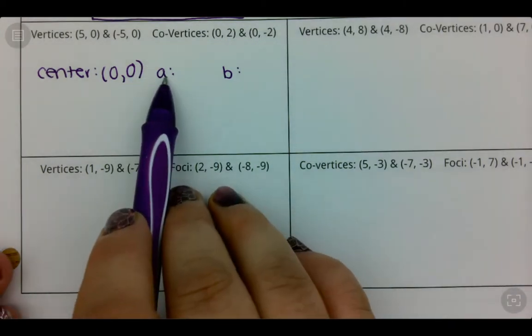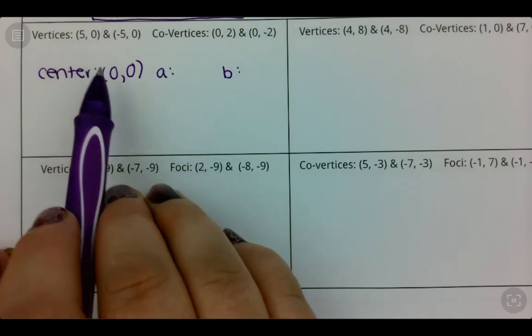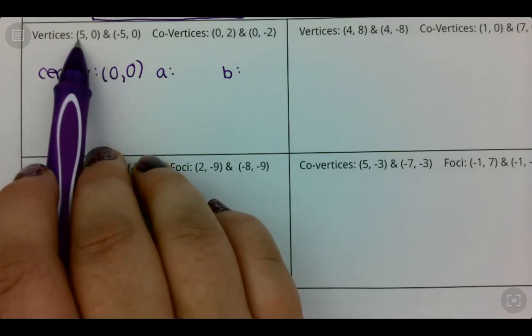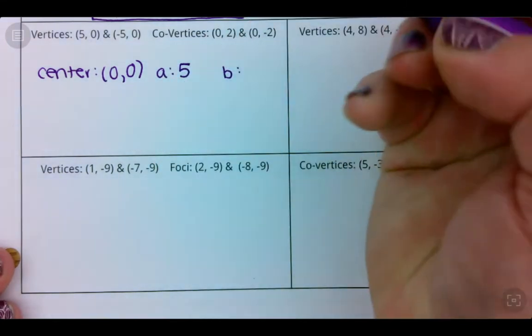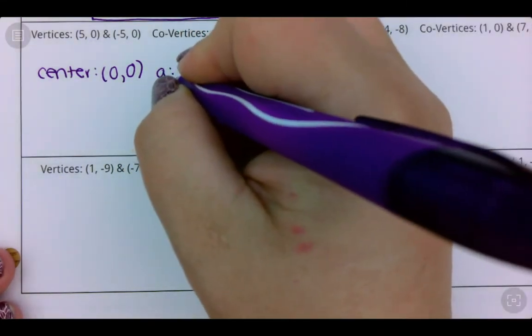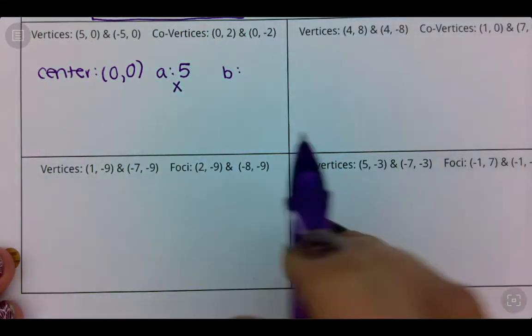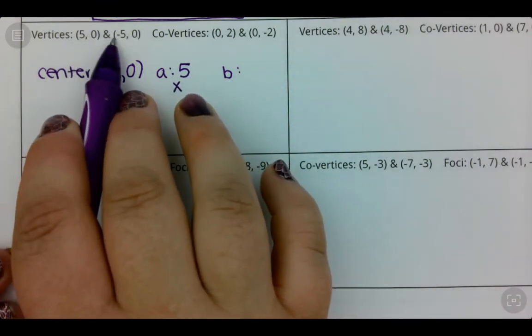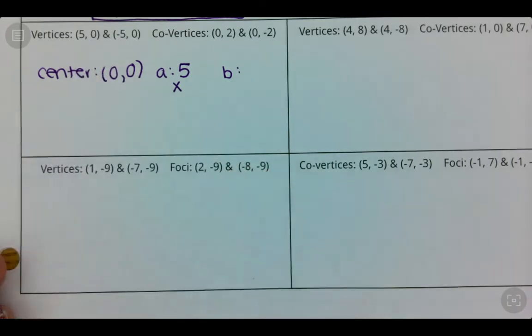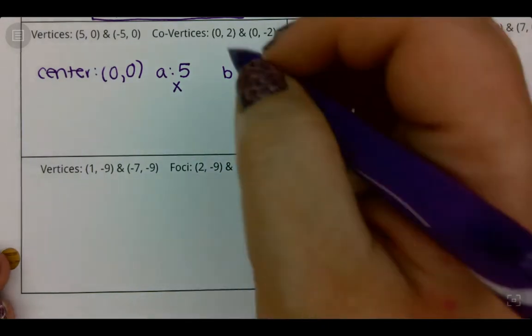Then for A, you're always using the vertices. From 0 to 5 is a distance of 5. And then underneath, I'm going to write x, because that's the variable that's changing. The x values are changing on the vertices. That's what I meant when I said whichever variable changes for the vertices goes first.